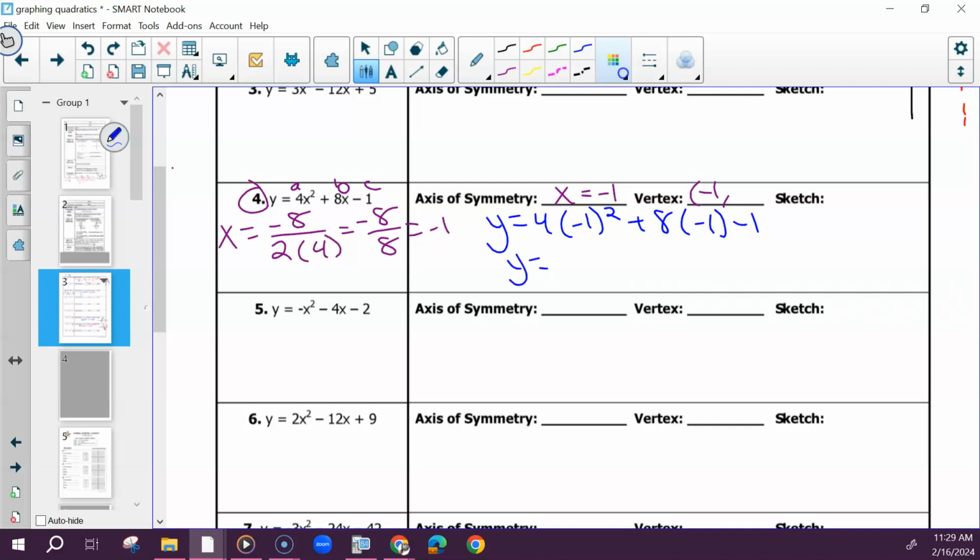What is that y value? 25, negative 25? I don't think it's that high. That sounds more right. Yep.